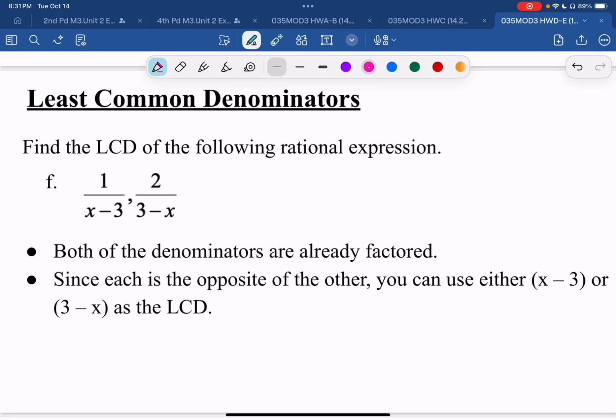So in this one, here we go with that same thing, but different signs. Both of those denominators are already factored out. They're just opposites of each other. So we could use either one of those as the LCD because really it's just a difference of a negative 1. And you'll see how we're going to use the LCD in the next video. This is just focusing on finding it.